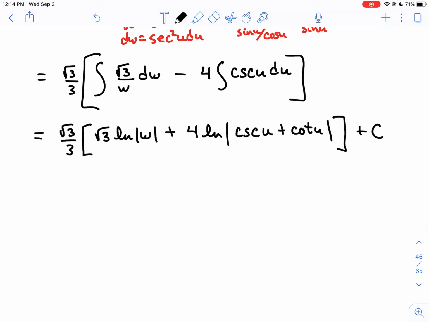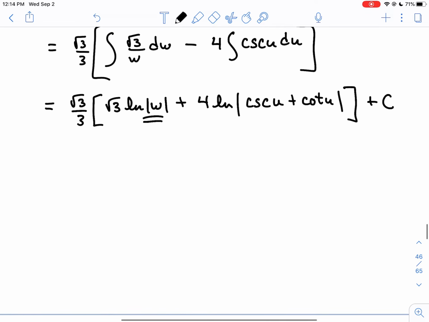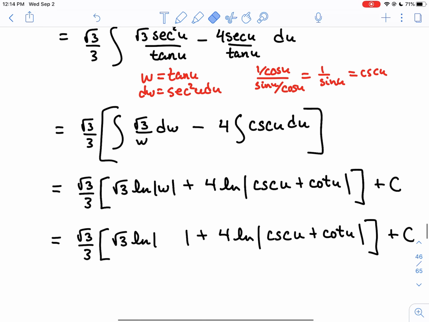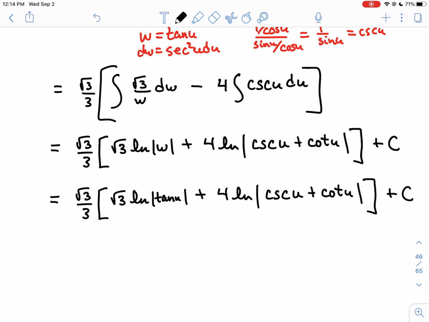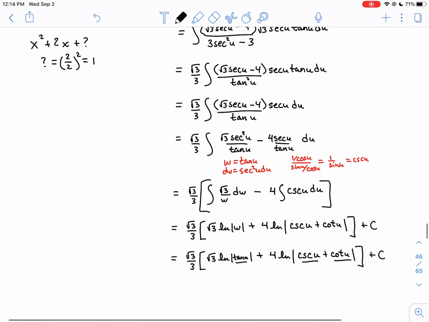Now we've got some back substitutions to do here. We have several layers of back substitution. The first thing I have to take care of is that w right there. We've got to get that back into terms of u first. Right, what was w equal to? W is tangent u, so we've got to make that change. Okay, so now everything is in terms of u. I see there's a tangent u, a cosecant u, and a cotangent u. All these different trig functions of u that need to be back substituted.